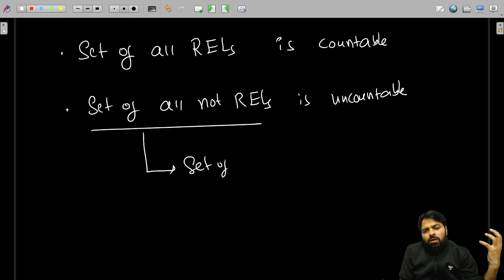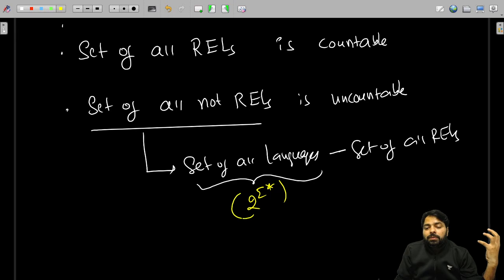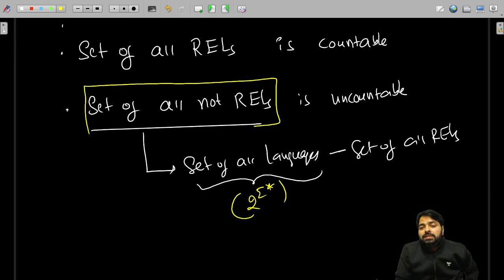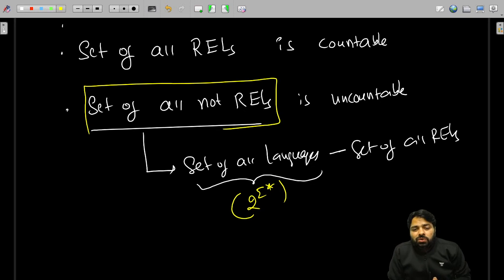Even if you try some other way, this can be written in another way, guys: the set of all languages over sigma minus the set of all RELs. You can write that, but this is itself 2 power sigma star, guys. 2 power sigma star is uncountable. If this were countable, you could prove this is also countable. But here we are proving it from an uncountable set minus a countable set. You don't know what's going to happen. Obviously it is uncountable. Everybody?